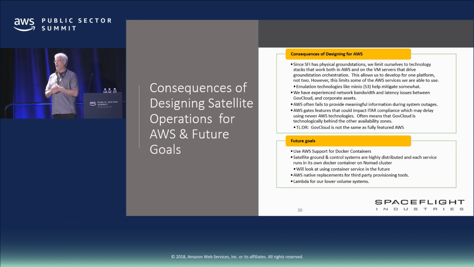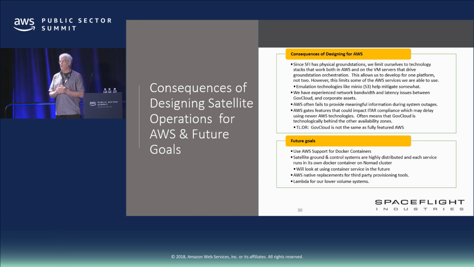And then the other thing is that Amazon gates features that go into GovCloud. You can only do so many things because they're wanting to ensure ITAR compliance, and that usually means that GovCloud is technologically behind the other availability zones. Too long, didn't read: GovCloud is not the same thing as fully featured AWS.